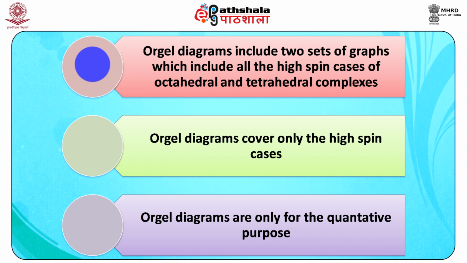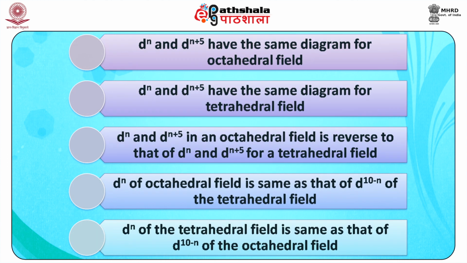Various concepts related to the orbital diagrams can be written in the form of various postulates. The first postulate says orbital diagrams include two sets of graphs which include all the high spin cases of octahedral and tetrahedral complexes. Orbital diagrams only cover the high spin cases. Orbital diagrams are only for the quantitative purpose. The following relationships are valid in case of the orbital diagrams.